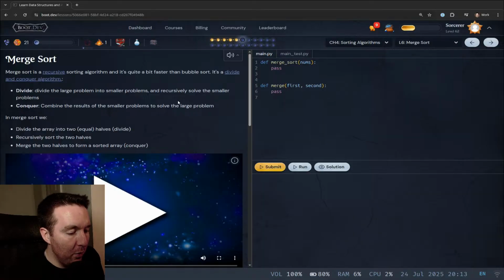Okay. So merge sort is a recursive sorting algorithm, and it's quite a bit faster than bubble sort. It's a divide and conquer algorithm. Divide: the large problem into small problems and recursively solve the smaller problems. Conquer: combine the results of the smaller problems to solve the large problem. In the merge sort, we divide the array into two equal halves, divide.